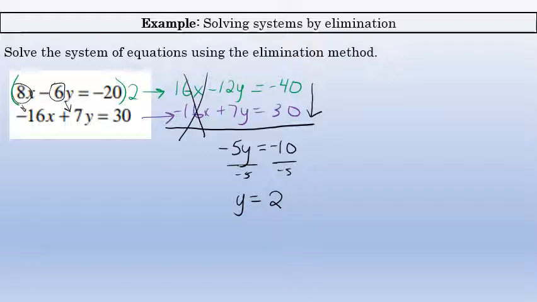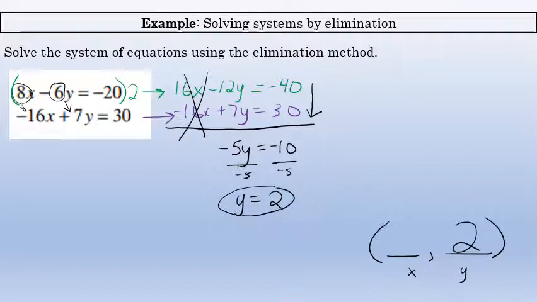So I have not yet solved this system, but I do know the y value of the solution is 2. When solving a system of equations, it's often best to write your answer as an ordered pair, an x and a y ordered pair, and the y-coordinate of that ordered pair, the y-coordinate of the solution, is 2, positive 2.